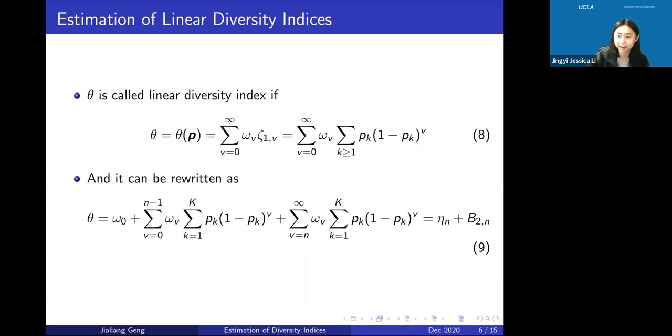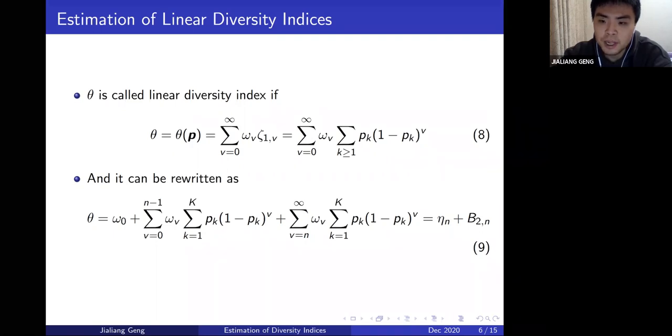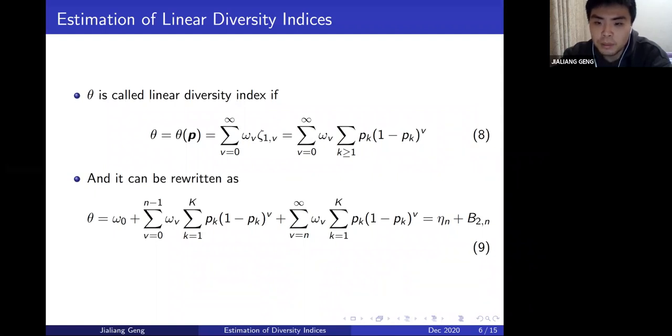Yeah, sorry. I will go through it quickly. The reason we want to do this is that usually we use the plugin estimator, but the plugin estimator is not an unbiased estimator for this problem, and the decay rate of the bias is 1 over n, which is not fast enough. Next slide, please.